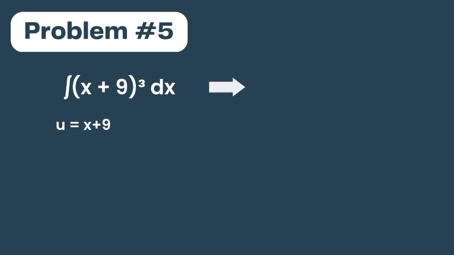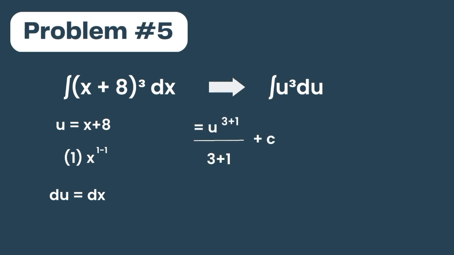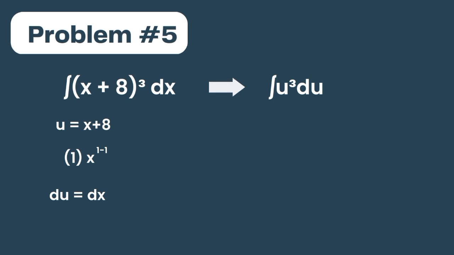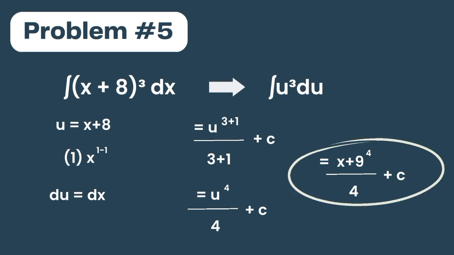For the last problem today, we have the integral of x plus 9 cubed dx. Identifying the u, we'll have x plus 9. And getting the du, we will subtract 1 from the exponent and multiply the exponent by the constant, which is equal to dx. Then we go back to our given, which is the integral of u cubed du. Next is applying the power rule, and we'll have u raised to 3 plus 1 over 3 plus 1 plus c. 3 plus 1 is 4, so now we'll have u raised to 4 over 4 plus c. Then substituting the u, we'll now have x plus 9 raised to 4 over 4 plus c. And that's the final answer.